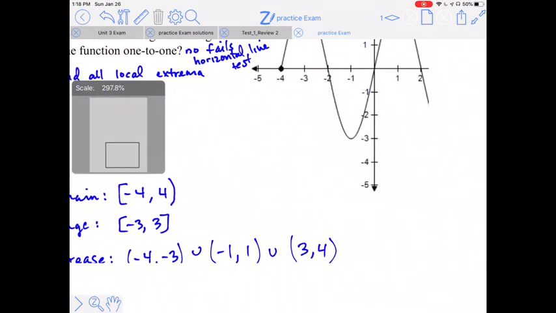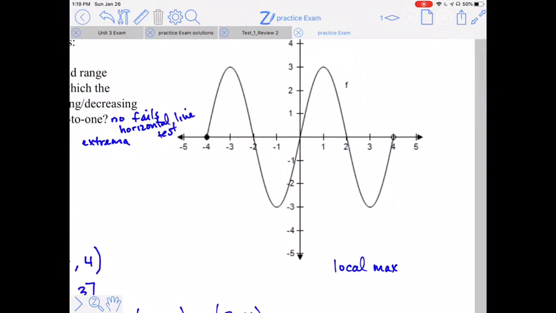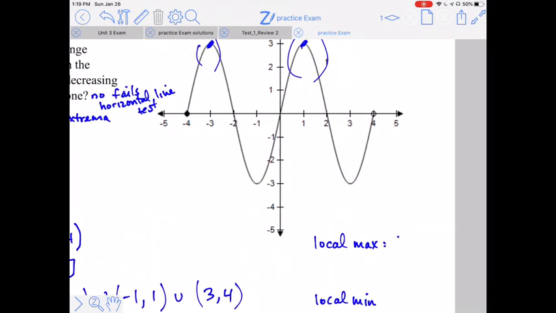Now part E, finding the local extrema. That means find all the local maximums and the local minimums. And there might be one of each or more than one of each. A local maximum, for example, occurs here and here. In this portion of the graph, that's the highest point, and in this portion of the graph, that's the highest point. So those are both local maximums. So there's a local maximum at the point -3, 3, and at the point 1, 3.